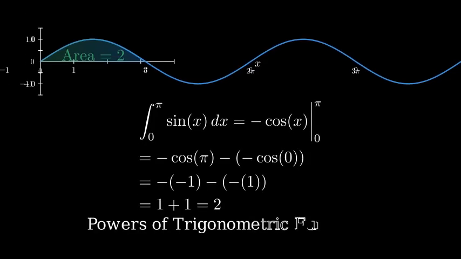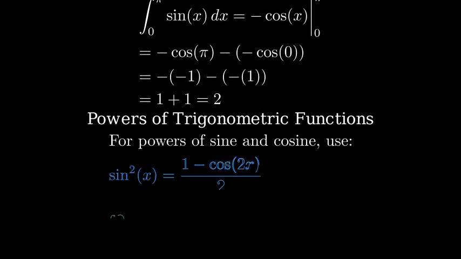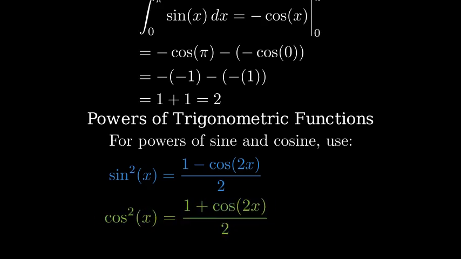Now, let's look at how to integrate powers of trigonometric functions. When working with powers of sine and cosine, we often use specific reduction formulas or substitution methods. For example, to integrate sine squared of x, we use the identity sine squared x equals 1/2 times 1 minus cosine of 2x. Similarly, for cosine squared of x, we use cosine squared x equals 1/2 times 1 plus cosine of 2x.